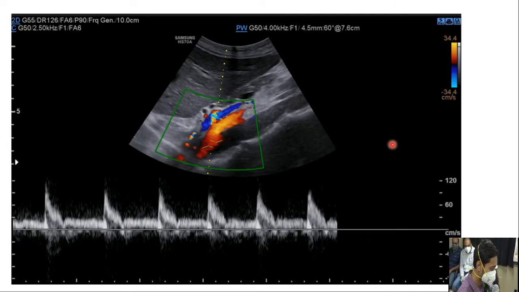This was the spectral Doppler in the abdominal aorta proximal to the thrombosis. The spectral Doppler is almost normal, mostly because the flow is going to the celiac and to the superior mesenteric artery. Thank you.